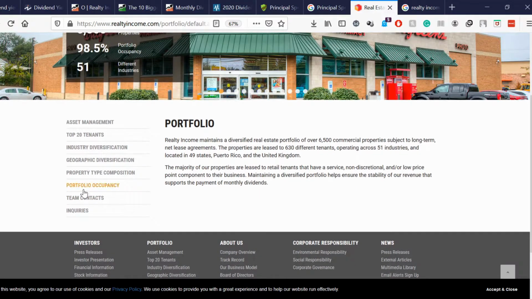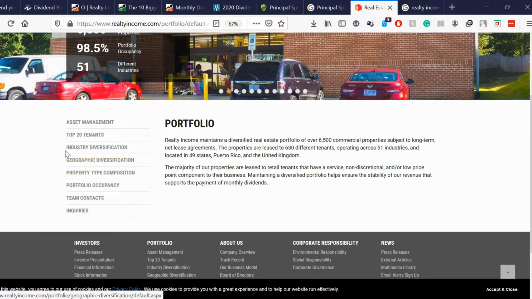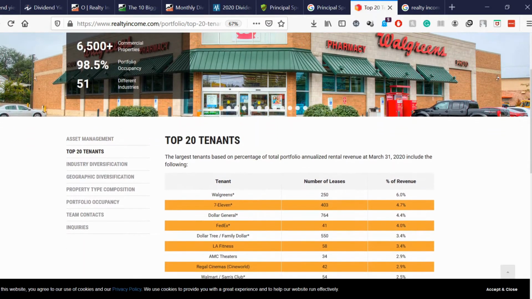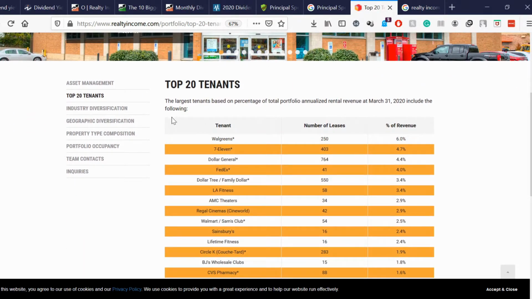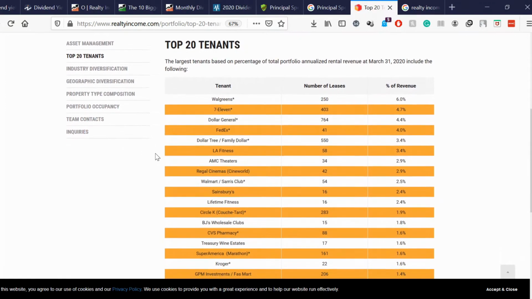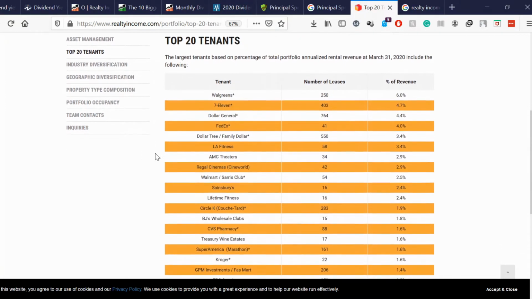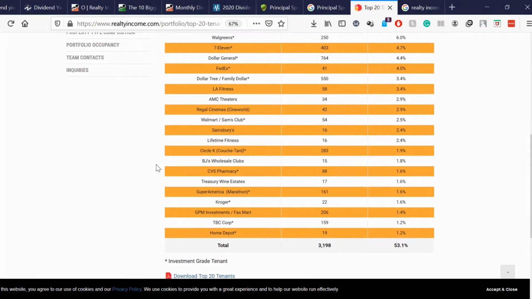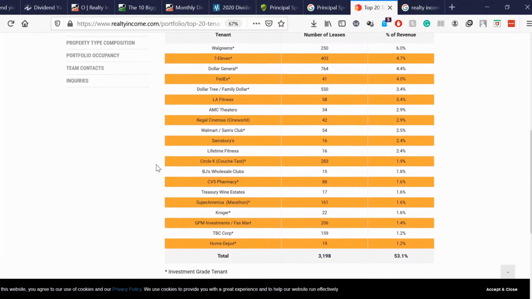So as you can see, portfolio, occupancy, property type, composition, top 20 tenants. So I'm naturally curious, right? Curiosity killed the cat, but curiosity goes a long way. So I click on it, top 20 tenants: Walgreens, 7-Eleven, Dollar General, FedEx, Dollar Tree, LA Fitness, AMC Theater, Regal Cinemas, Walmart, Sam's Club, Sainsbury, Lifetime Fitness. There's a whole bunch of companies here. Have you heard of these companies? I've heard of all these companies.